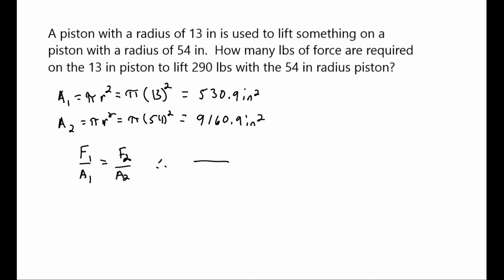So we've got area 1 is 530.9 equals area 2 is 960.9. Does the 290 pounds go with F1 or F2? F2, because that's on the 54-inch radius piston, so 290 pounds. Then you cross multiply and divide, and what do we get for the force you need to apply on the smaller piston?